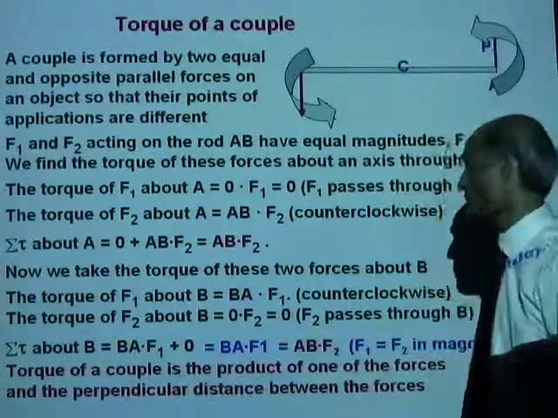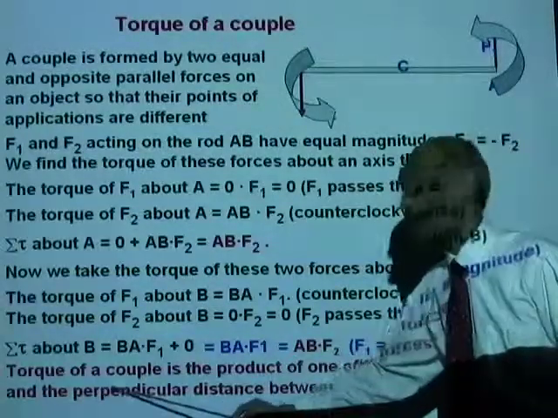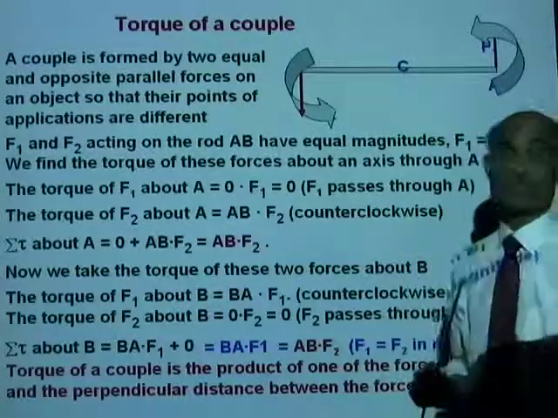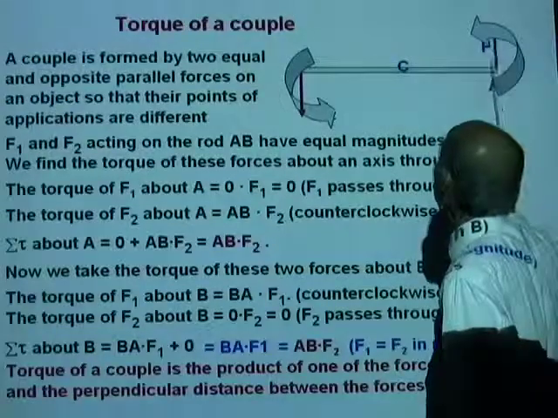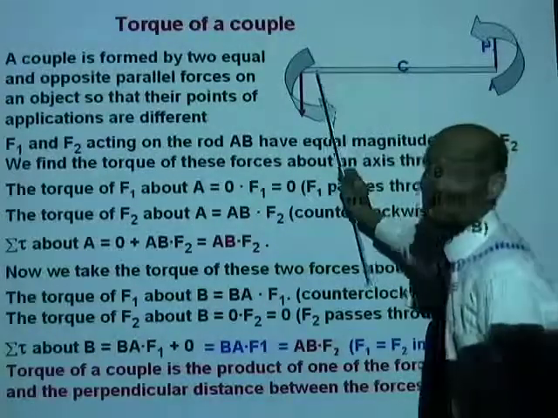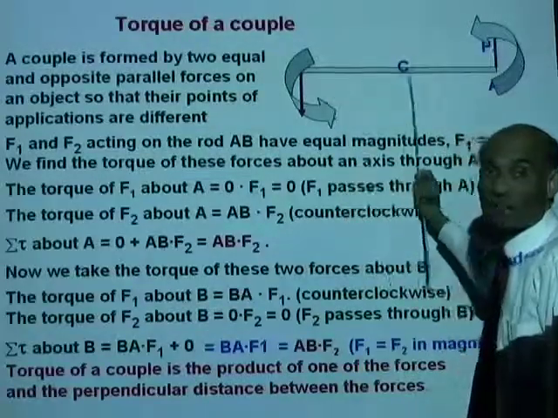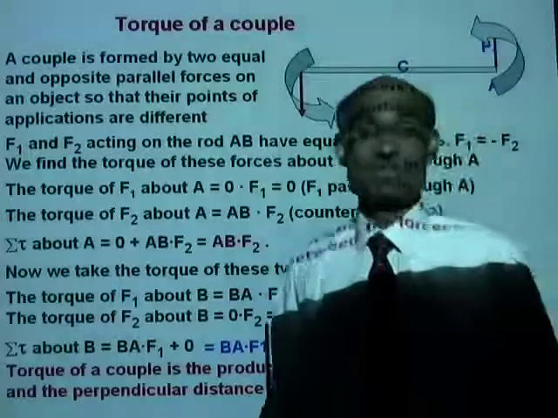Torque of a couple is the product of one of the forces and the perpendicular distance between the forces. A couple like this: the torque of a couple is the product of one of the forces and the perpendicular distance between the two forces.